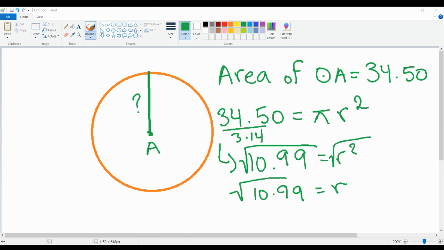If we put that in the calculator, on my TI-84 we get approximately 3.32. So that would be the answer. I'm pretty sure. Let me just check. Yes, 3.32. So that would be the length of the radius. That is how you find the radius when you have the area of a circle. And in the previous example, we plugged the radius into the formula to find the area of a circle.